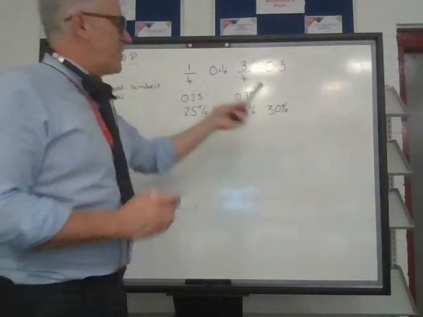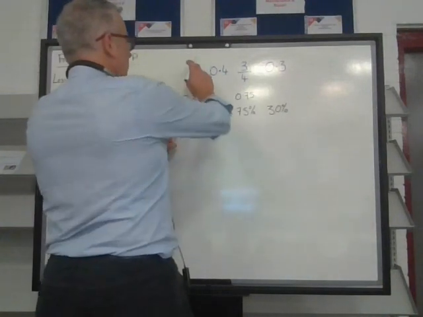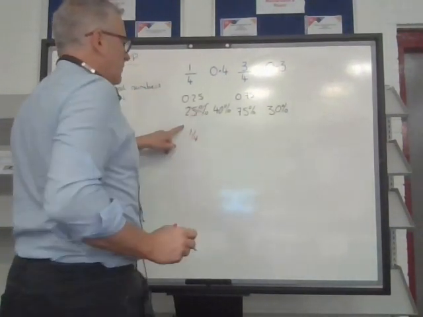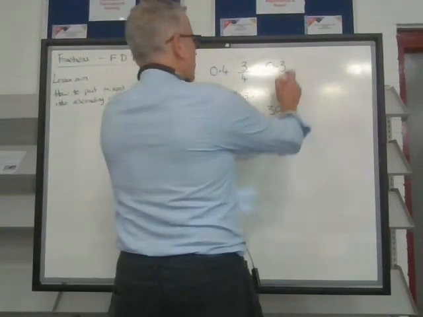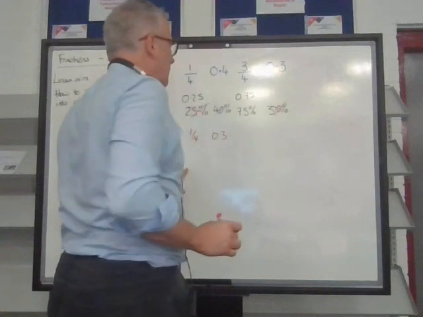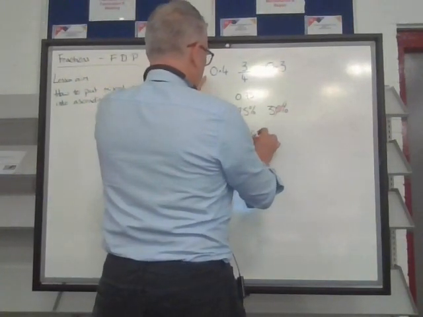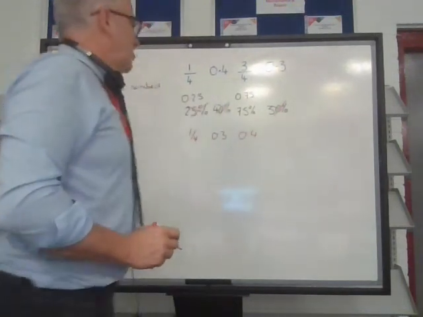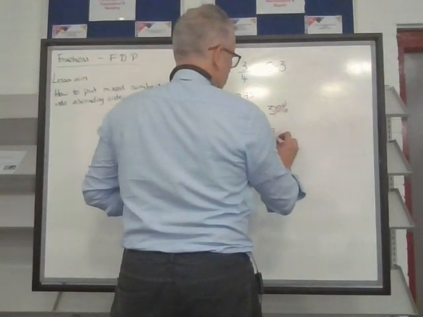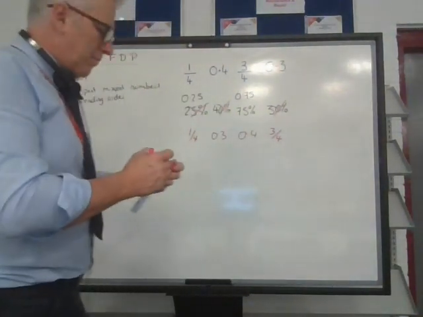So to rearrange these in ascending order, the smallest one being a quarter, 25%. Next biggest one being 30%, which is 0.3. Next biggest one being 40%, which is 0.4. And finally, the largest number there is 3/4, which is 75%. Here they are now in ascending order.